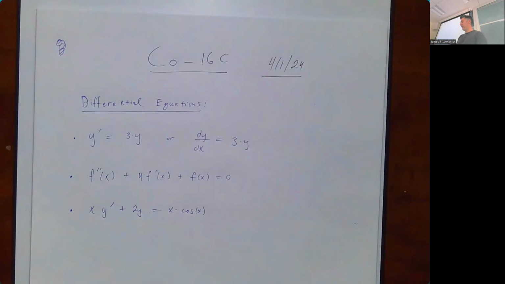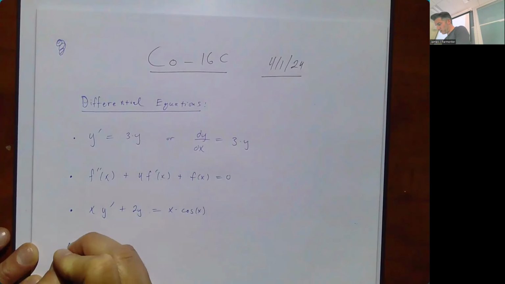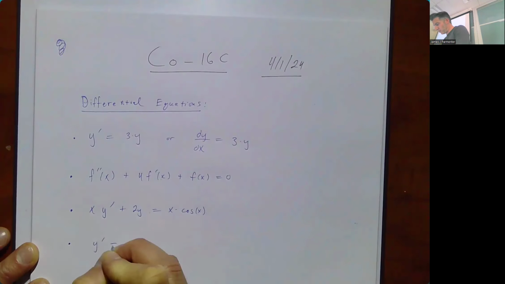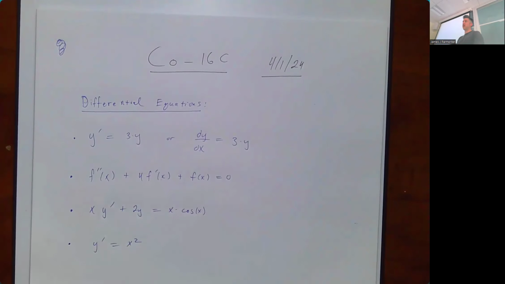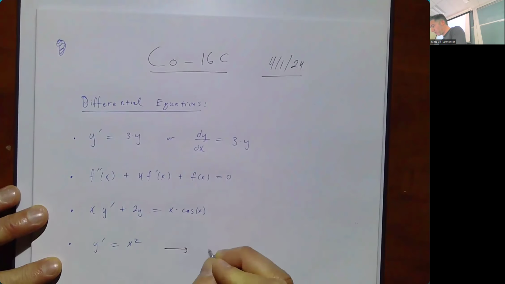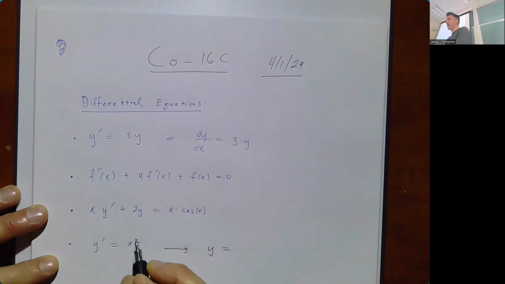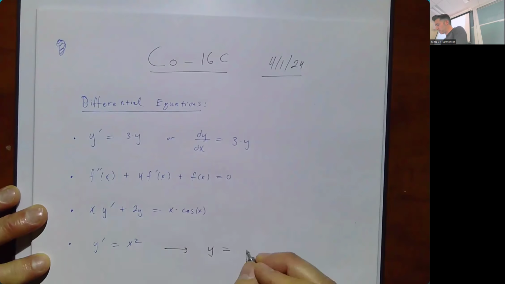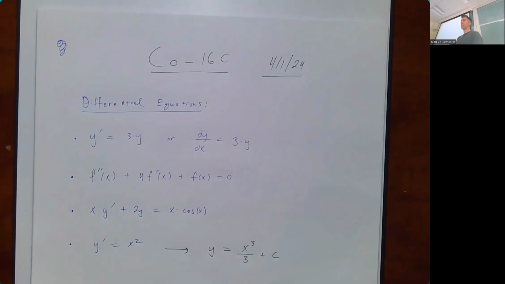You don't even actually have to have the original function. For example, something like y prime equal to x squared, that's also a differential equation. In fact, you know the solution to this one. If the derivative of a function is equal to x squared, then we know the solution is going to be that the original function is the antiderivative of x squared, which is x cubed over 3 plus c.